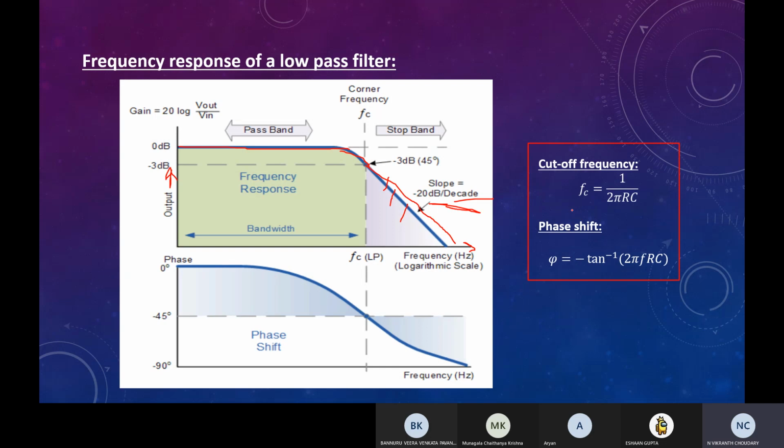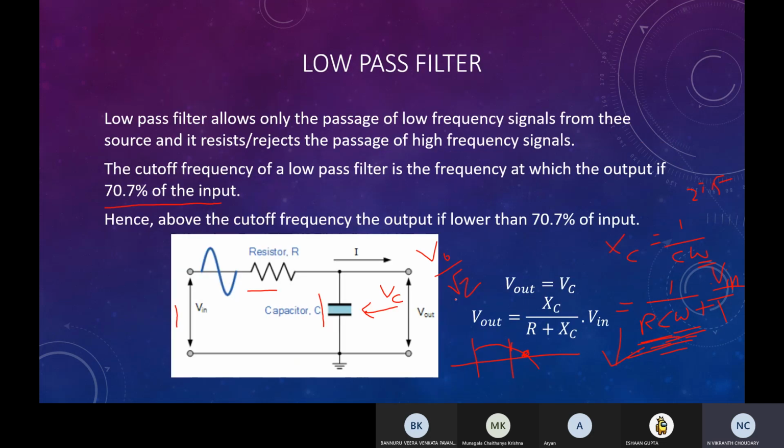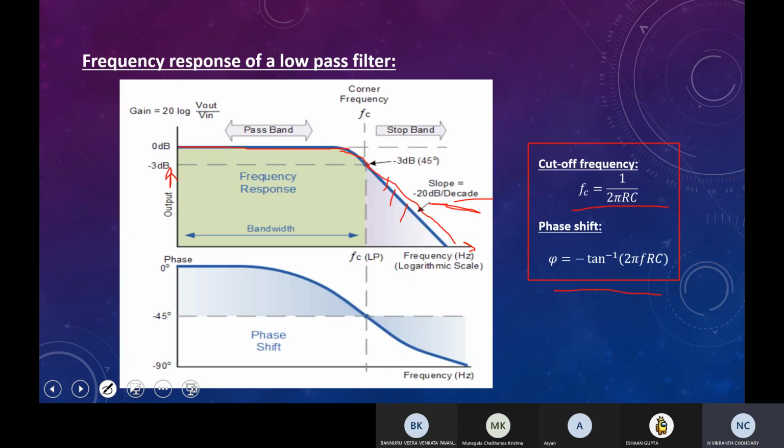And these are the cutoff frequency and phase shift formulas. Of course, the voltage across the capacitor lags the current through the capacitor. So there will always be a phase shift if you use an inductor or a capacitor. So these are the phase shift and cutoff frequency formulas.